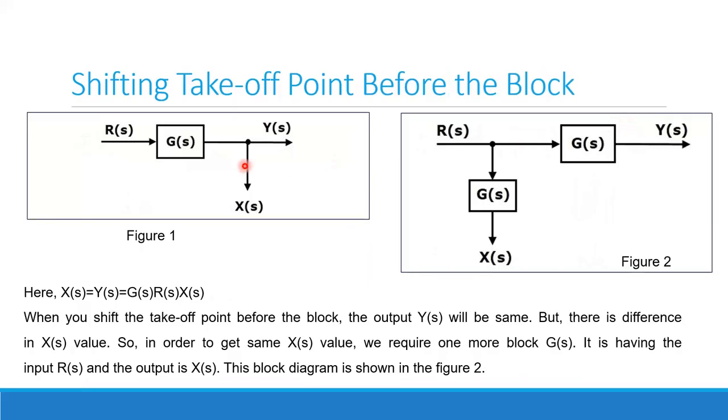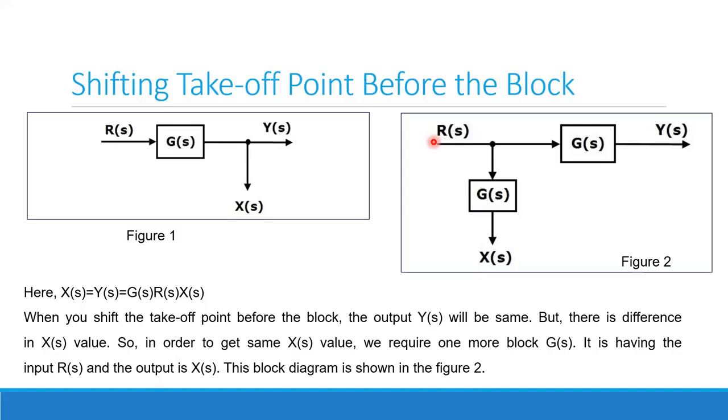Okay, let us take the second thing, shifting takeoff point before the block. Now the takeoff point is after the block, its value here is X(s). Okay, again X(s) is equal to R(s) into G(s), which is equal to Y(s). Now the value of X(s) is R(s) into G(s). We have to maintain this value of X(s) when we are shifting it before the block. Now if you shift it before the block, the original value of X(s) will become R(s), because we have shifted it.